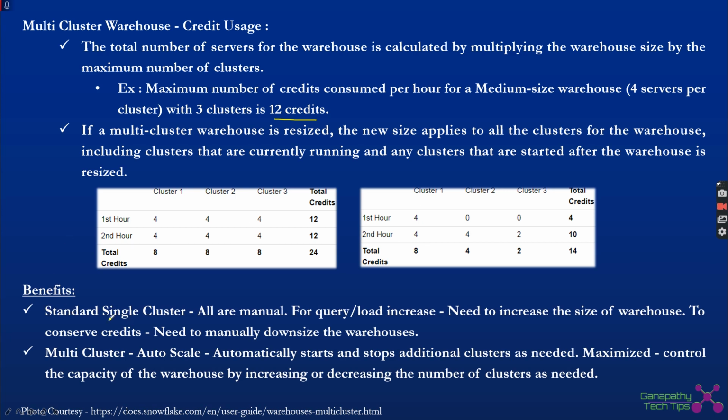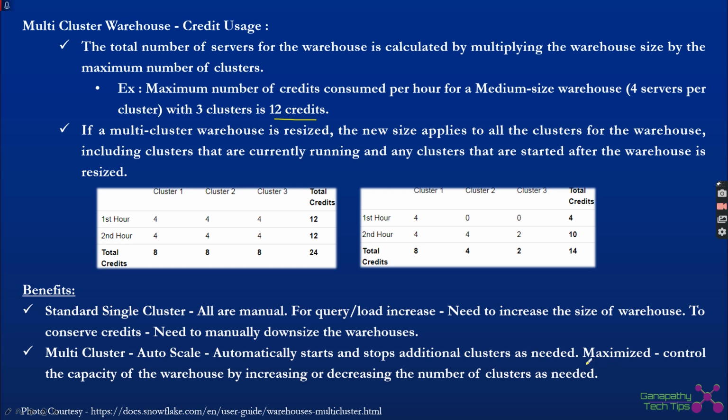If you go with a typical single cluster warehouse, everything is manual. If you have a higher workload or higher concurrency, we need to do the scaling up very manually. We need to increase the size, resize the cluster, and once the load decreases, we need to scale down the cluster. So all these things are completely manual in the case of the standard single cluster. But when it comes to the multi-cluster, everything goes in auto scale basically. If you use auto scale mode, as we already discussed, everything will start and stop automatically depending on the load.